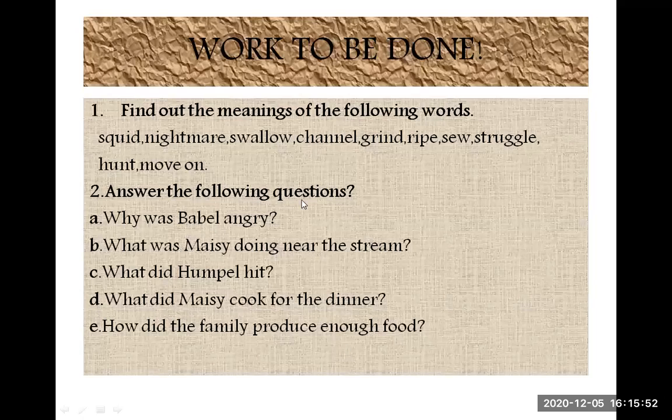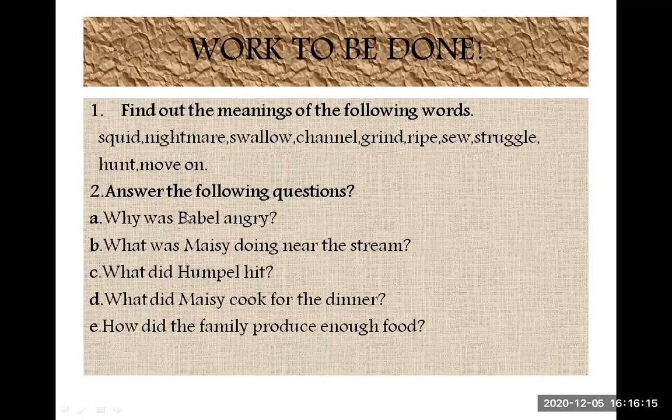Work to be done. Now what you have to do, you have to find out the meanings of the following words from the dictionary, and then you have to write them down on your notebooks. Squid, nightmare, swallow, channel, grind, ripe, sew, struggle, hunt, and move on.